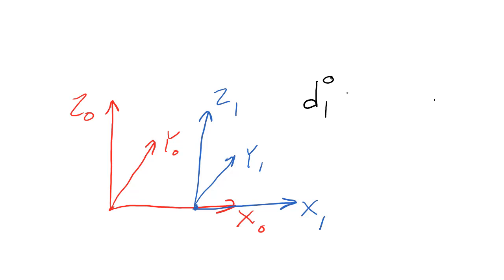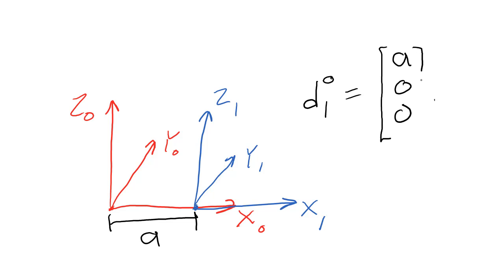We know that this vector has to have 3 elements: the displacement in x, the displacement in y, and the displacement in z. Suppose that this distance in the x0 direction is equal to the value a. We would say that the displacement vector here is a, 0, 0. In other words, the displacement is a distance of a in the x direction, 0 in the y direction, and 0 in the z direction.